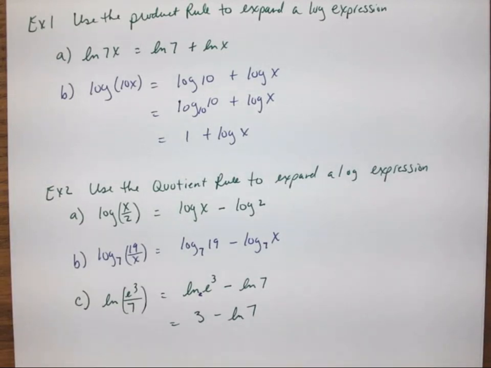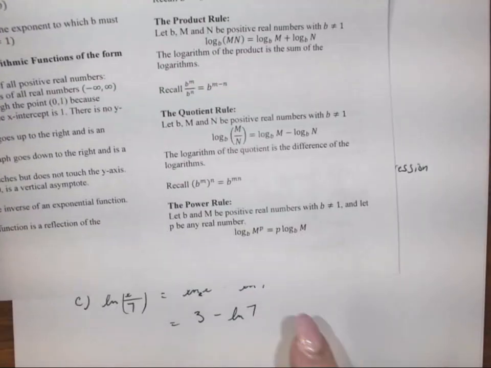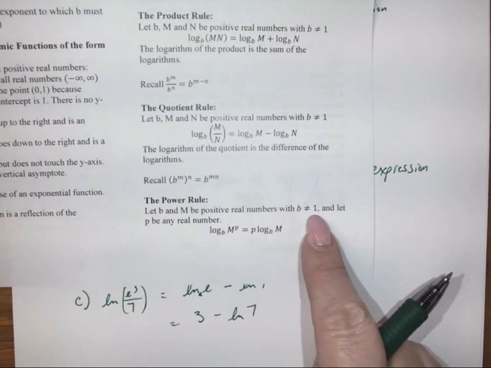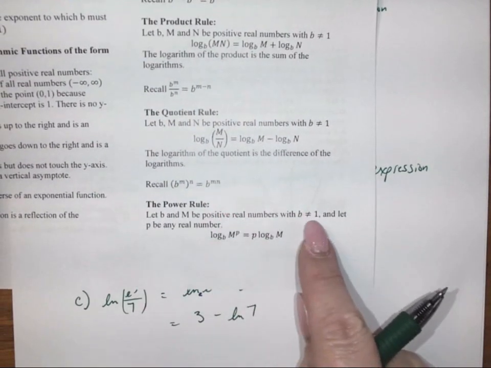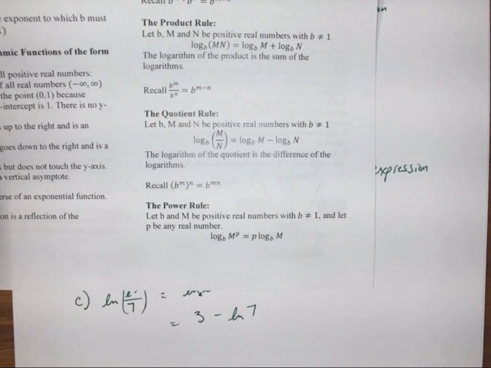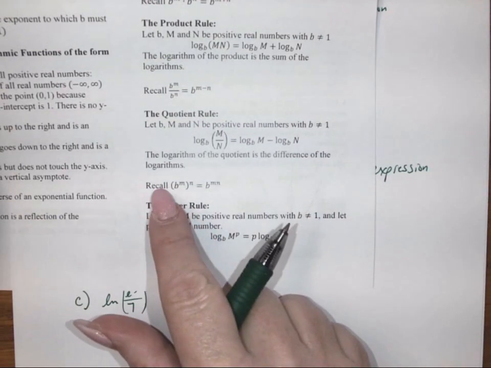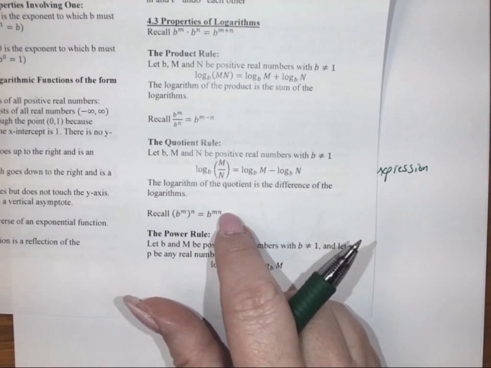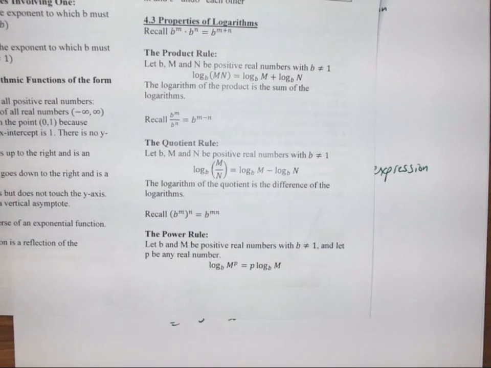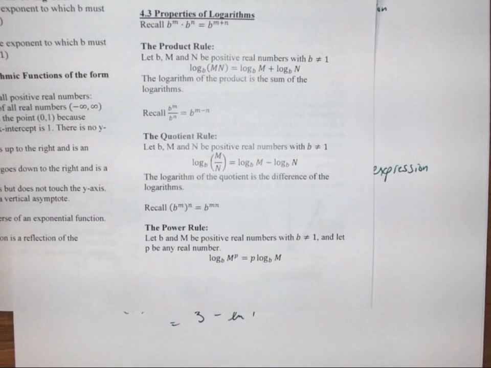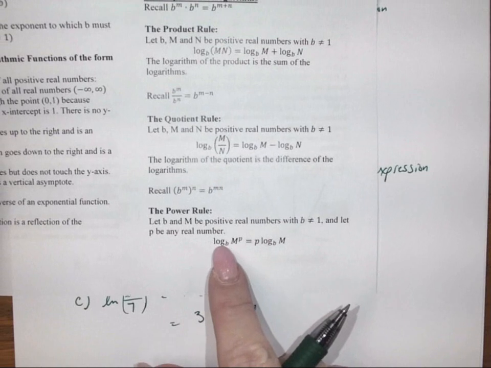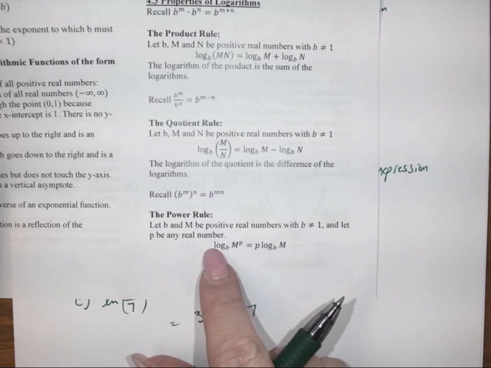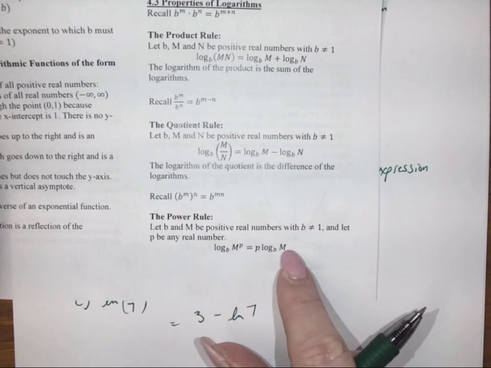All right, let's go to the power rule. On the power rule, if we let b and m be positive real numbers, with b not equal to 1, if we recall the exponent rules, we learned that b to the m raised to the n is equal to b to the m times n. So when it's being raised to a power, we are going to multiply the exponents. So this will be log base b of m raised to the p. The p will come out front, so it'll be p times log base b of m.